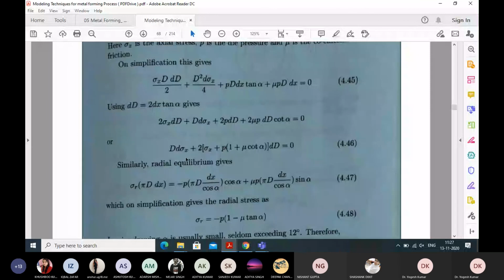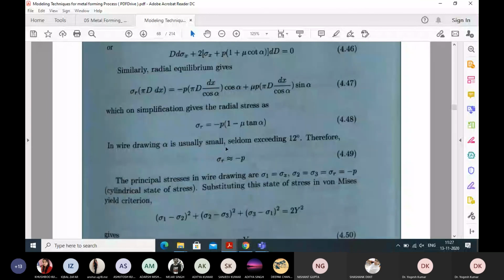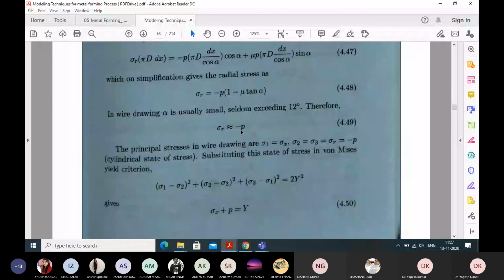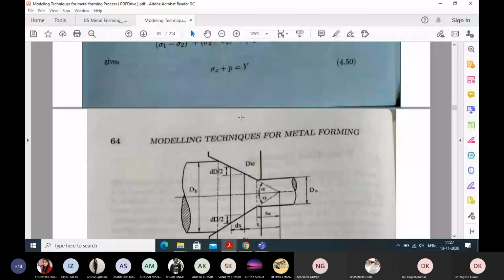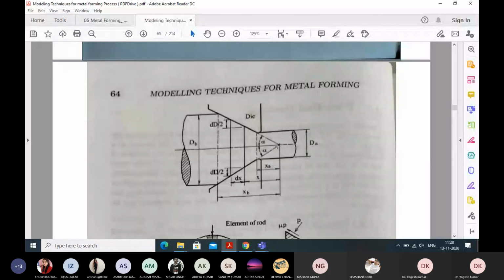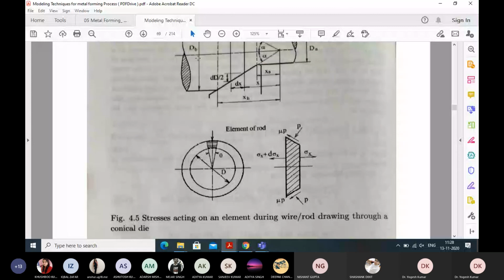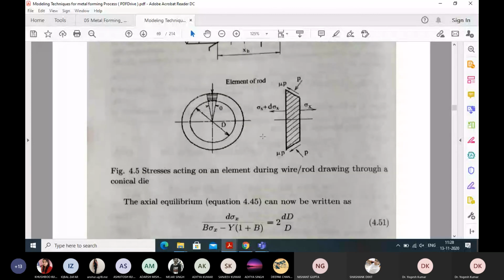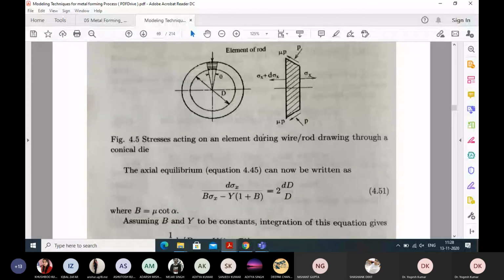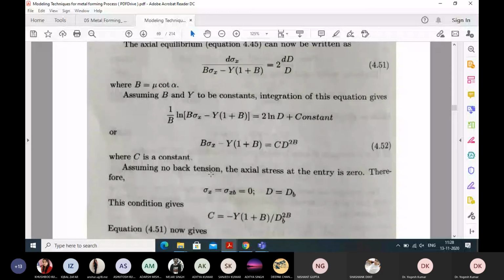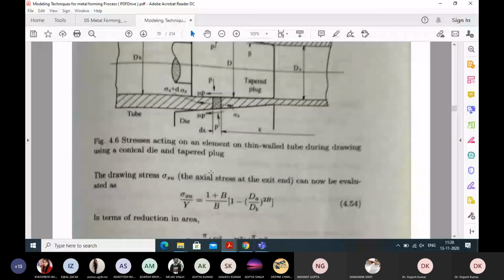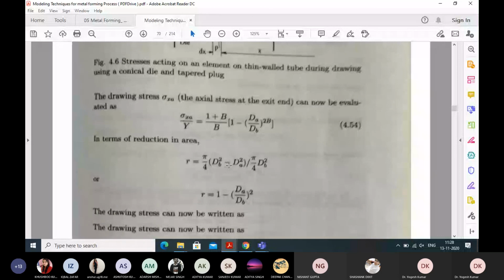I will share this document and you go through it. If you have any confusion, then you can discuss with me over telephone. So simply in wire drawing also, this small strip has been taken, and with the same force equilibrium, these final equations are modeled. Okay, so this is the case of bar drawing.